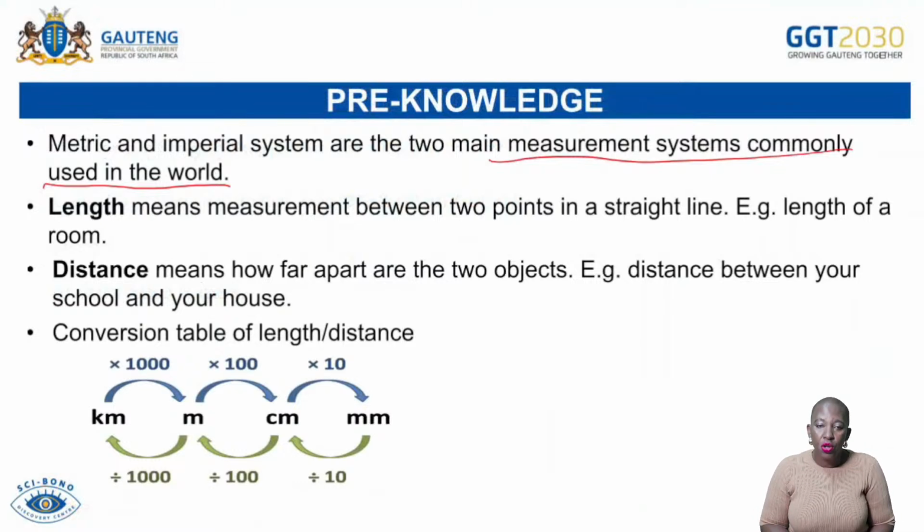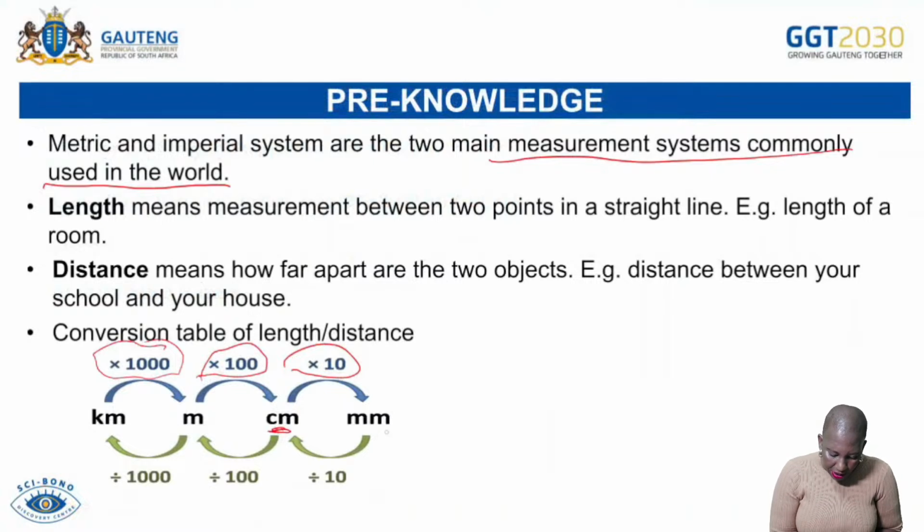What is important is that when we convert from a bigger unit to a smaller unit, from kilometer to meter, we multiply by 1,000. Here we are only focusing on 4 units: from kilometer to meter, and from meter to centimeter, multiplying by 100, and then from centimeter to millimeters, we multiply by 10. Once you know this one, boys and girls, from centimeters to millimeters, it's so easy.